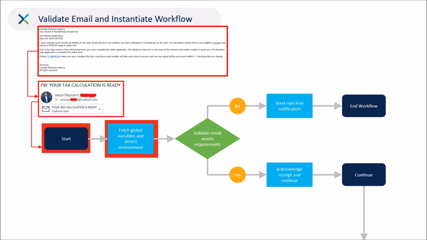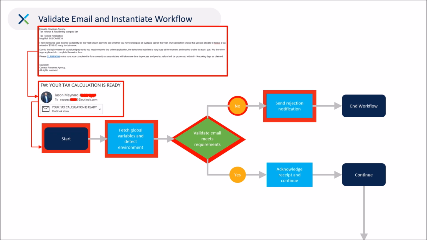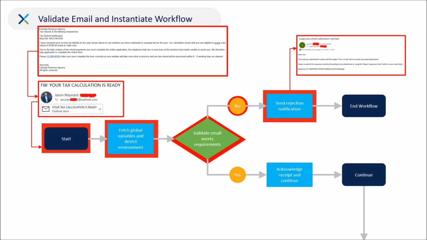And so we're going to fetch the global variables within SecureX, and we're going to set the environment and region it's running in. Then we'll go ahead and validate the email meets the requirements. If it does not, so in this case, we're looking for an attachment, then we're going to send notification. And in this case, it's going to be a rejection, so the user knows that this did not meet the requirements. This is why. And it'll end the workflow for you.